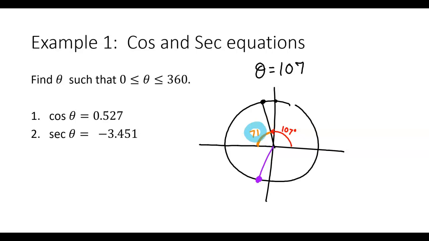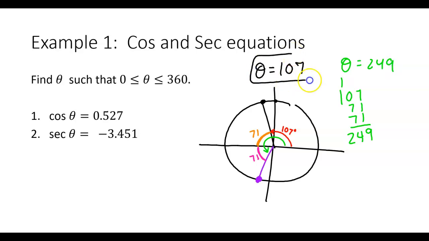So there's 71. Okay? Now, if that's 71 degrees, then because of the symmetry, this also will be 71 degrees. This also will be 71 degrees. And therefore, the angle that goes from here all the way around will be 107 plus 71 plus 71, which is 249 degrees. And there's our two answers.